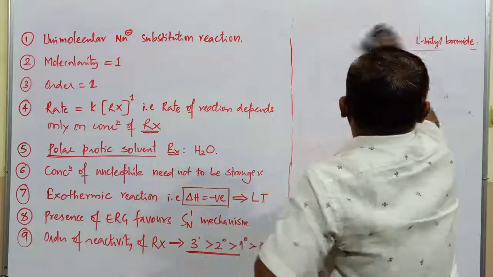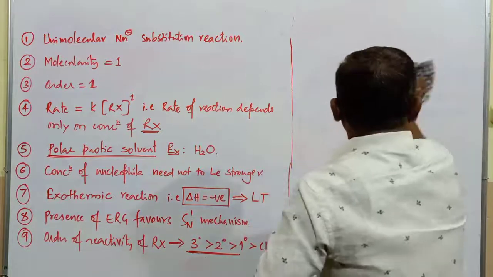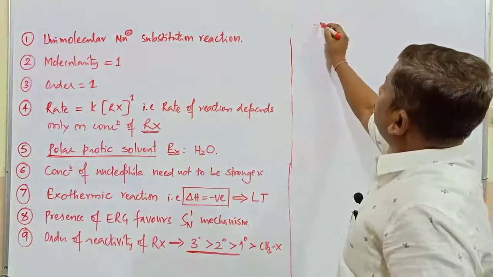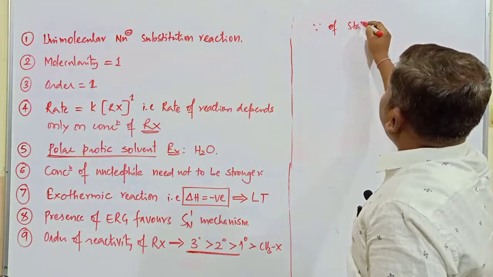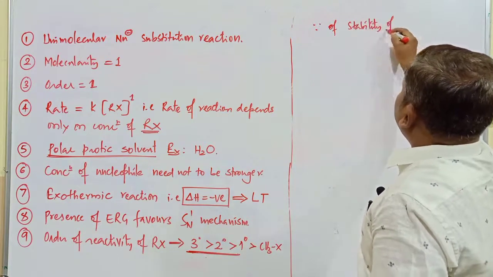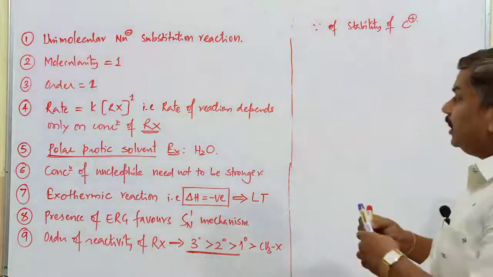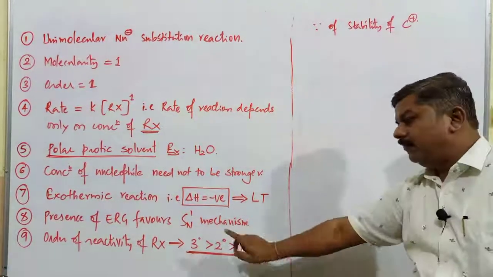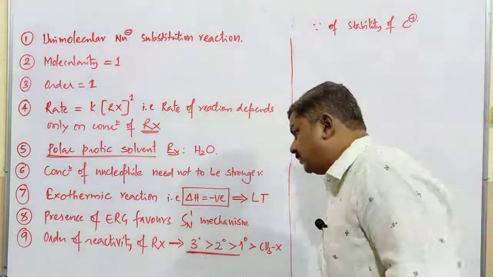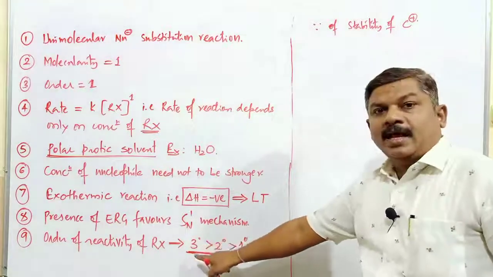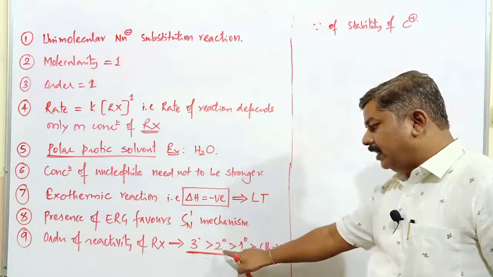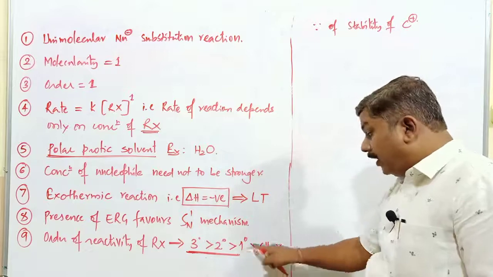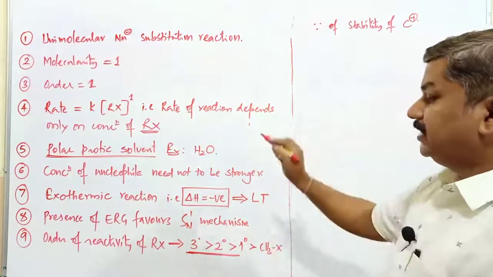When the formation of carbocation takes place, which carbocation is more stable? You know very well 3 degree carbocation is found to be more stable. So this is mainly because of the stability of which one? Carbocation. The 3 degree carbocation is more stable than 2 degree, and 2 degree is more stable than 1 degree carbocation. So the order of reactivity of alkyl halide also follows this manner. 3 degree alkyl halides are more reactive towards SN1, 2 degree alkyl halides are somewhat less reactive, and 1 degree alkyl halides are least reactive, and compared to 1 degree, methyl halides are again least reactive towards SN1 mechanism.